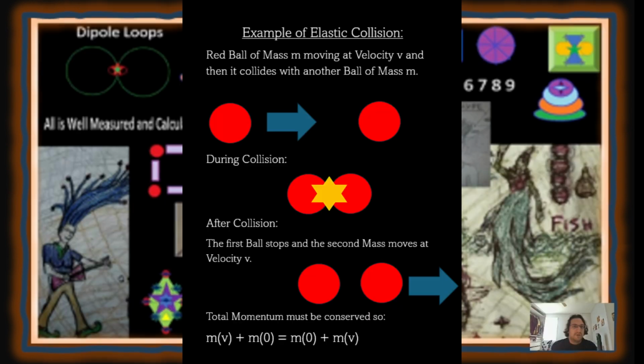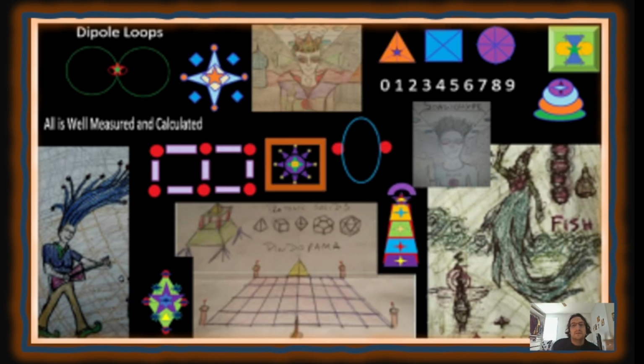Example of an elastic collision. A red ball of mass m moving at a velocity v collides with another ball of mass m. After the collision, the first ball stops and the second ball moves at velocity v, the same velocity the first ball was moving. Total momentum must be conserved, so the velocity of the second ball after the collision is the exact same velocity as the first ball, and because both balls have the same mass, the kinetic energy is conserved, which is never true.